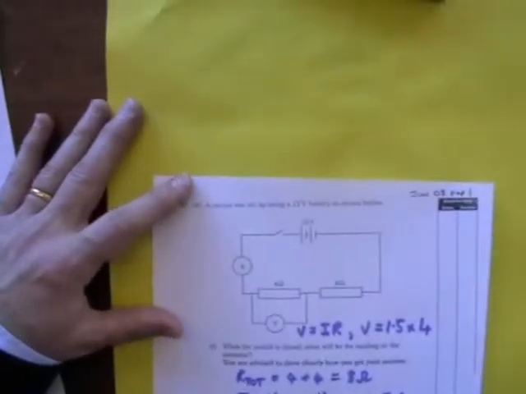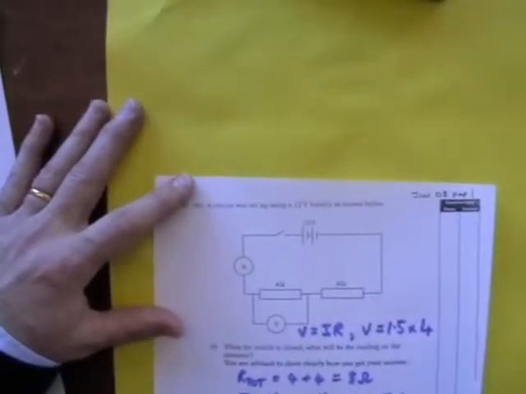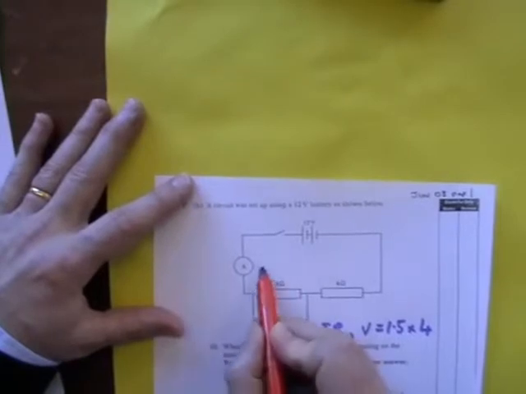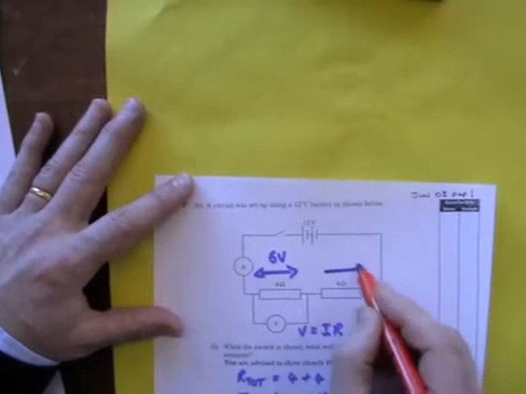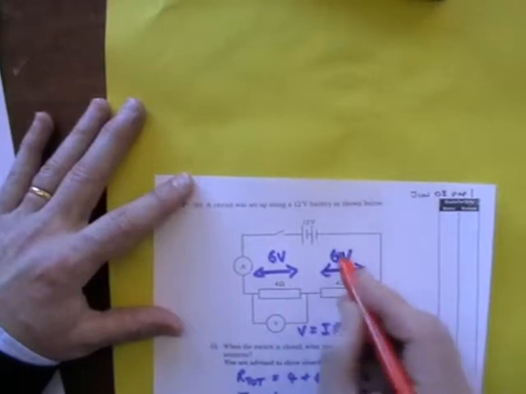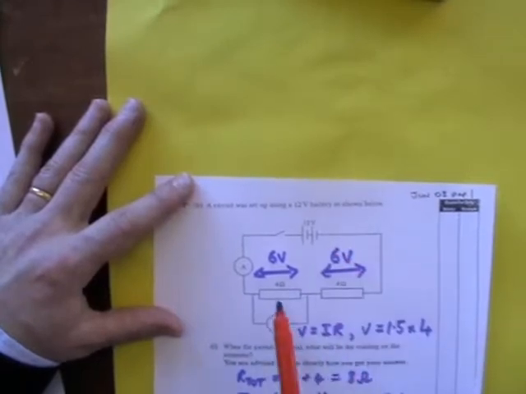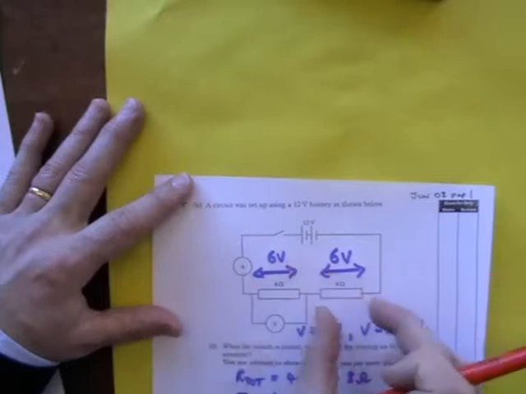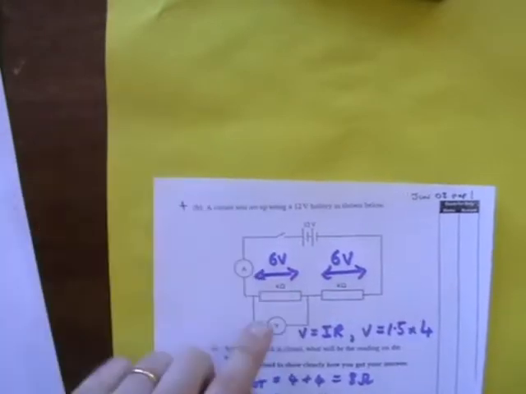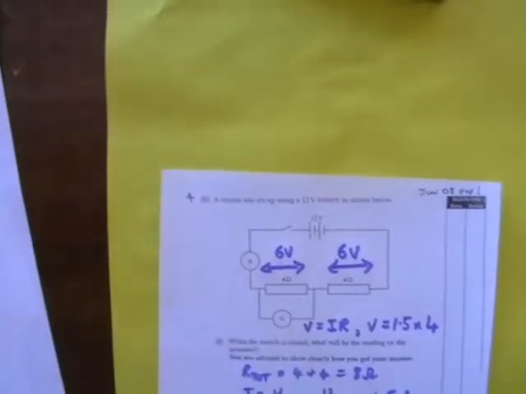And if you look at this circuit diagram, you can see we have 6 volts across here. We will also have 6 volts across here, giving us a total of 12 volts, and that's because we have 4 and 4 in series, so they get equal shares of the voltage. 4 ohms takes 6 volts, 4 ohms takes 6 volts. Remember, the bigger the resistor, the bigger the share that it gets.